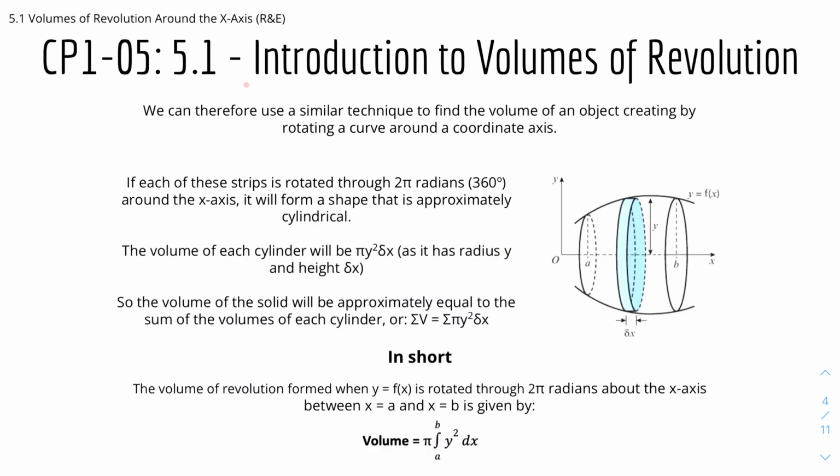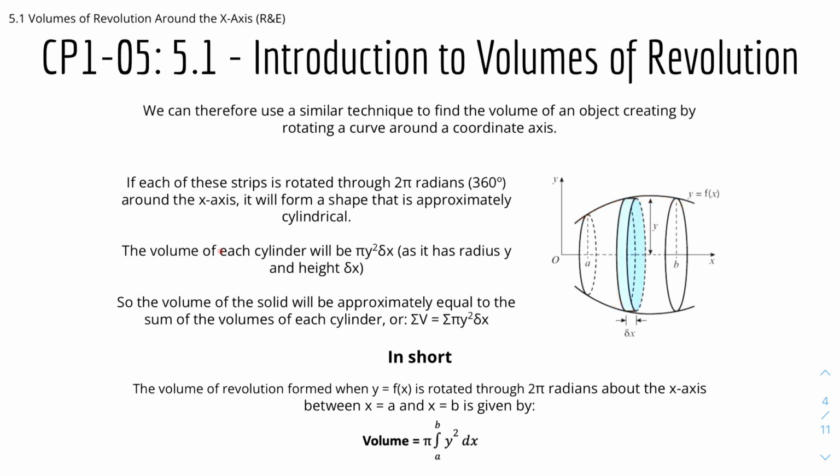And here we have some introduction to volumes of revolution, which is what we're looking at for CP1. We can use a similar technique to find the volume of an object created by rotating a curve around a coordinate axis. We'll start with the x-axis first. If each of these strips is rotated through 2 pi radians, or 360 degrees, around the x-axis, it will form a shape that is approximately cylindrical. Let's say we have this one right here, we rotate it 360 degrees to form a roughly cylindrical shape.